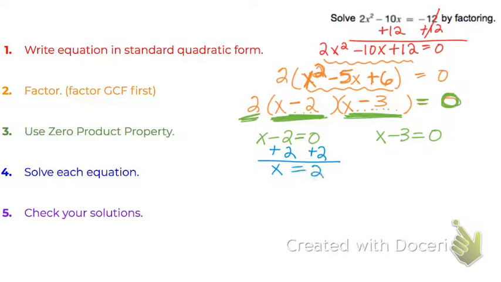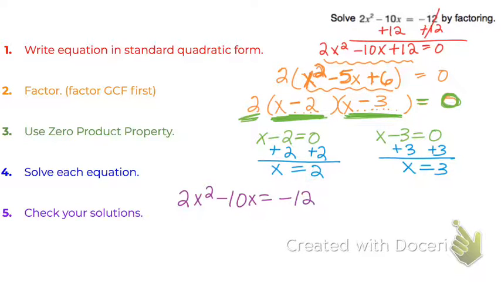So we see that the answer is 2 and the answer is 3. So x equals 2 and x equals 3 will both work for that equation. Those are our solutions. Those are actually going to be our x-intercepts if we graph it. We can always check our answer by going back just like any equation.